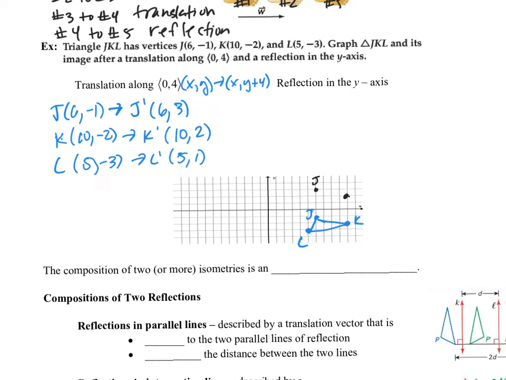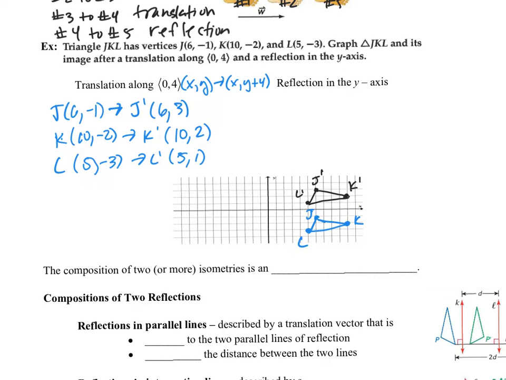K is at 10, 2, so that would be right. I mean, first of all, let me go back. This is not J, it's J prime. This point is K prime. And then L prime would be at 5, 1. Okay, so you can see how our first transformation of translating along the vector 0, 4 just took this triangle JKL and shifted it up 4 units.